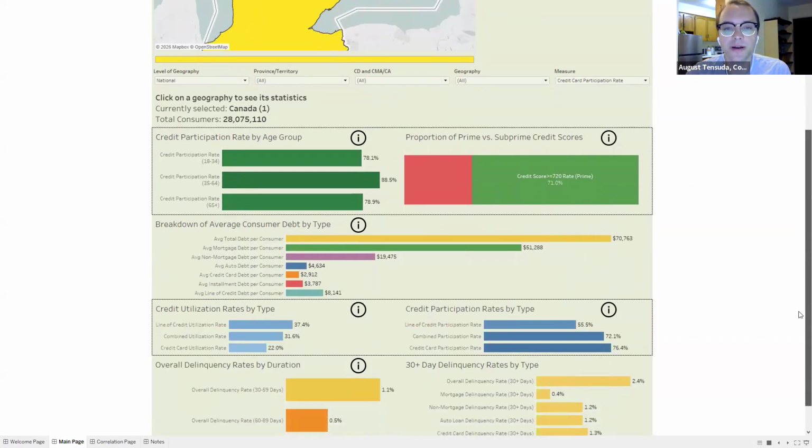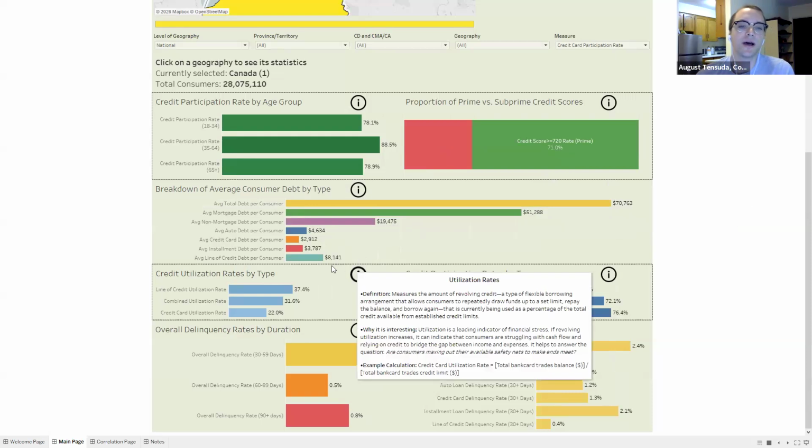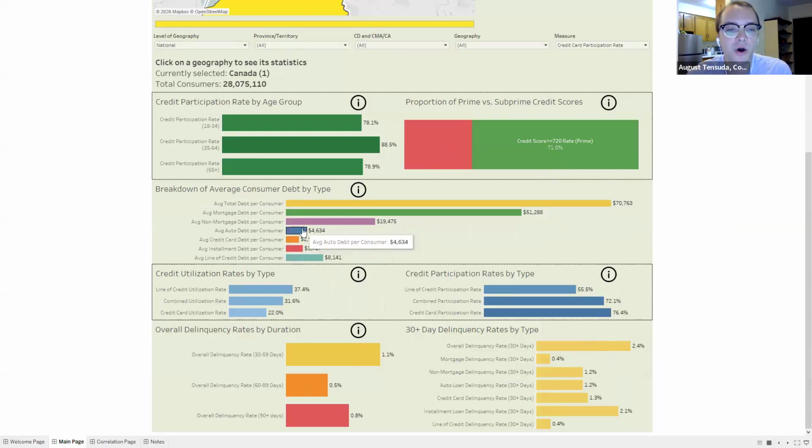So if we click Canada, then we get the numbers for Canada. Participation rate across Canada is 78% for the young and old brackets, and 88% for the middle age bracket. 71% prime, 29% subprime. Looking at the breakdown of average consumer debt, the total average debt is 70,000, broken out into 50,000 mortgage and 20,000 non-mortgage. The highest non-mortgage is line of credit, followed by auto, followed by installment, followed by credit card. So credit card is actually the lowest for national at 2,912. National utilization rates would be line of credit 37%, combined 31%, credit card 22%.